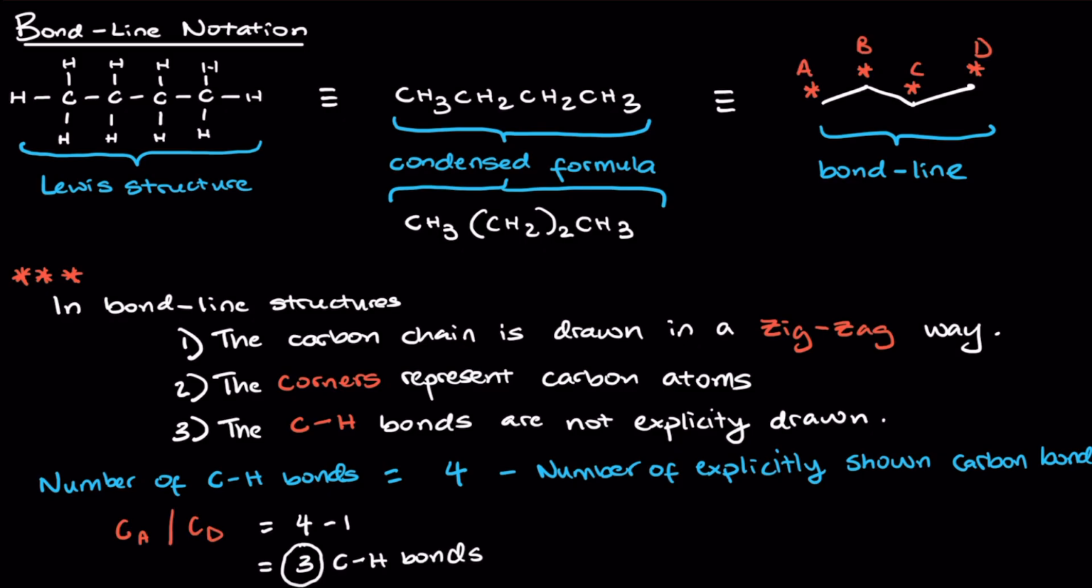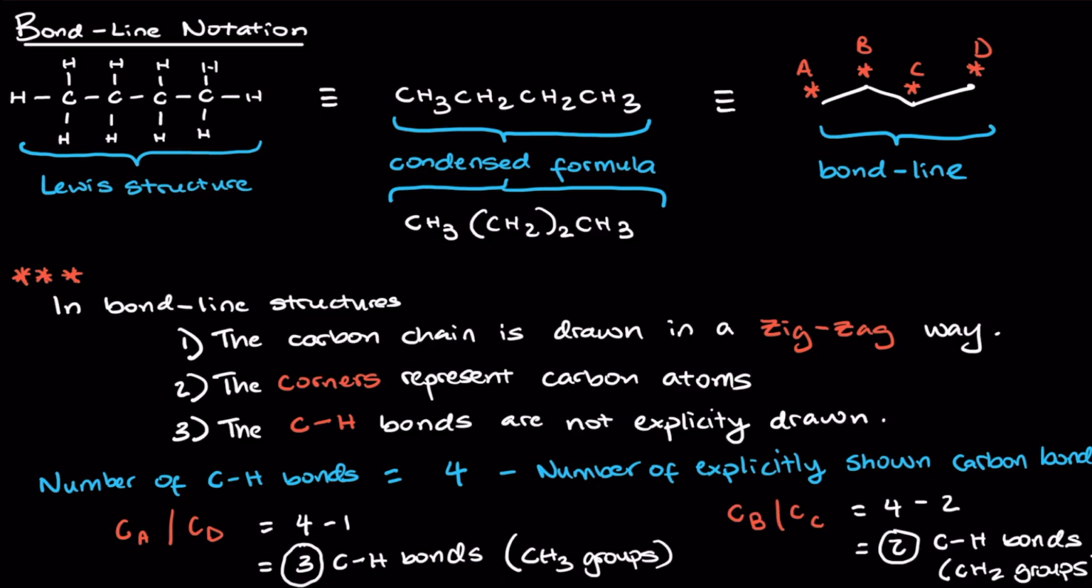So for example, if you take the carbons at positions A and D on the bond line structure, you would see that on these carbons, we are explicitly showing one bond. So for a neutral carbon at positions A and D, we subtract 1 from 4, and so we should expect that there are 3 C-H bonds on A and D. You can call these groups CH3 groups, and this is exactly what we see in our Lewis structure.